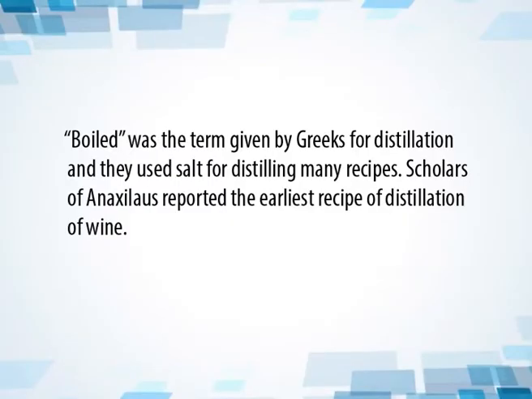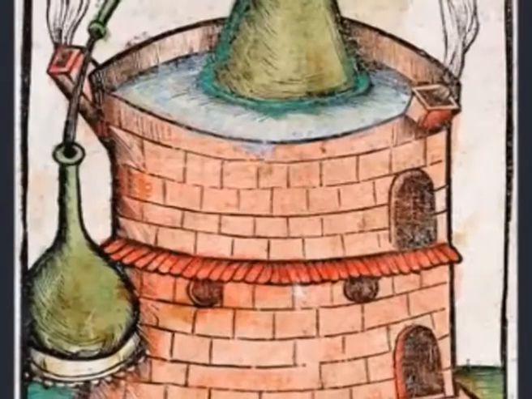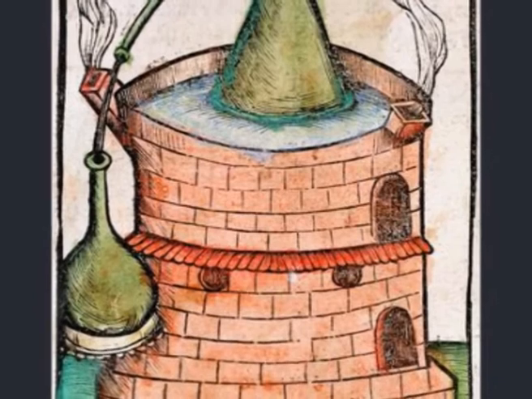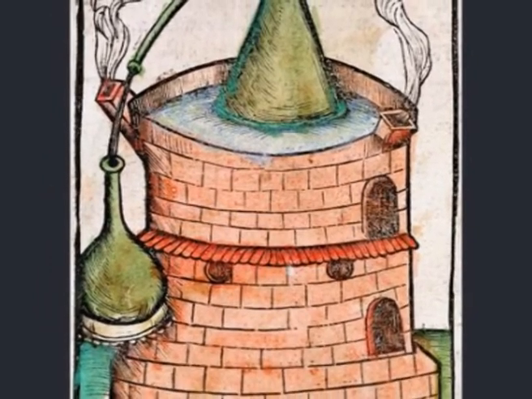Boiled was the term given by Greeks for distillation, and they used salt for distilling many recipes. Scholars reported the earliest recipe of distillation of wine. The basic principle of distillation is that different compounds or components turn into vapor form at their particular temperature. This fact was known to the Greeks. That's why they used distillation for purifying seawater.